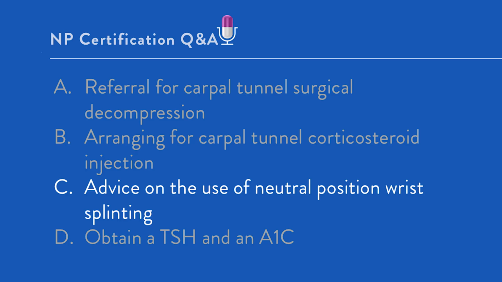D, obtaining a TSH and an A1C. Well, this is an example of one of those yeah, but answers. Can carpal tunnel syndrome be secondary to or worsened by poorly controlled diabetes, untreated or undertreated hypothyroidism? Absolutely. However, in this question, what we're given is an occupational reason for her carpal tunnel syndrome. Well, to be honest with you, if I was seeing this woman in the exam room, I probably would check an A1C and a TSH on her.